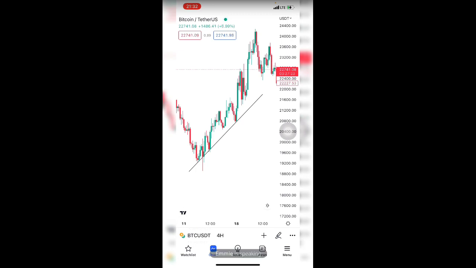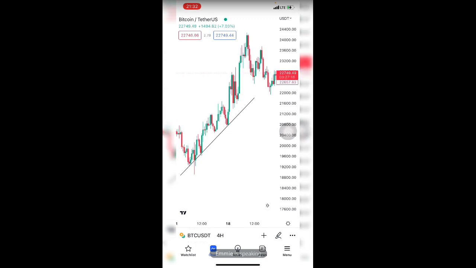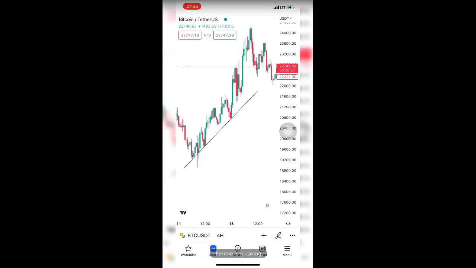Another thing you must take note of is that when drawing your trend line, it must connect at least 3. Some people say at least 2, but me, I connect at least 3 candles together. So look at my trend line now. 1, 2, 3, 4, 5. So it's connected 5 points. So you are pointing at all these ones.